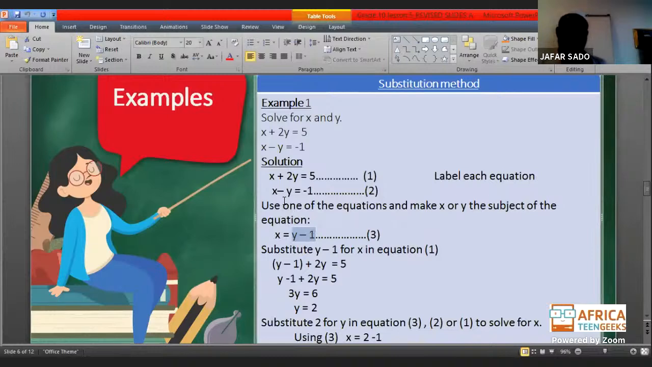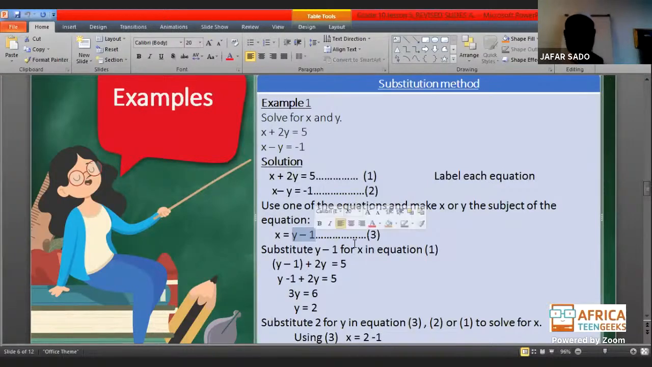How did we get that expression? We got it from equation 2. We made x the subject of the formula by moving y to the other side to become positive y. So x and that expression are equal, so they can be substituted for one another. Basically, we are going to substitute it for x in equation 1.